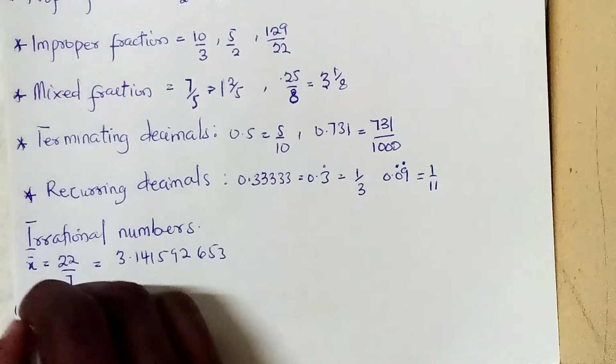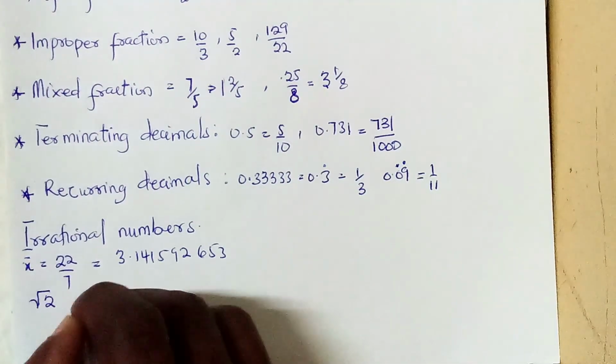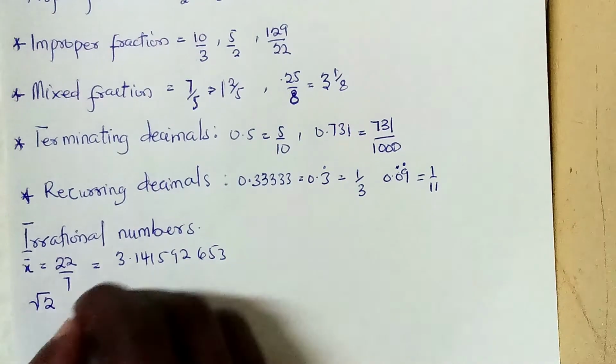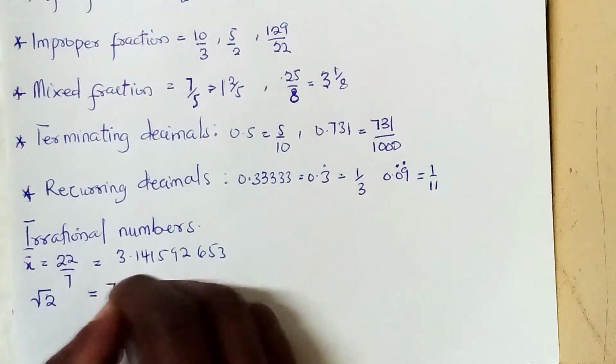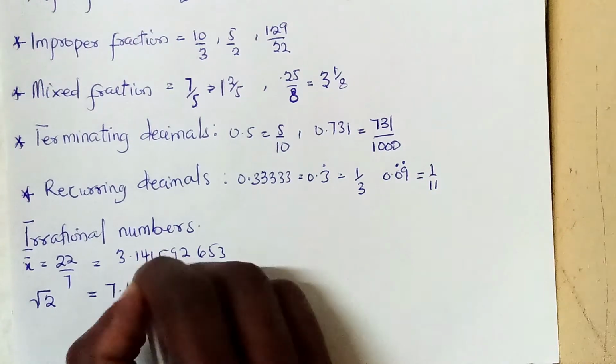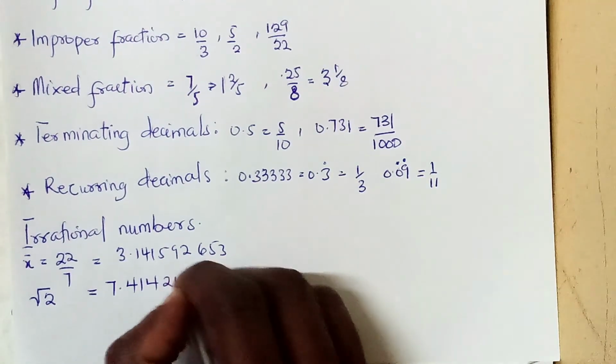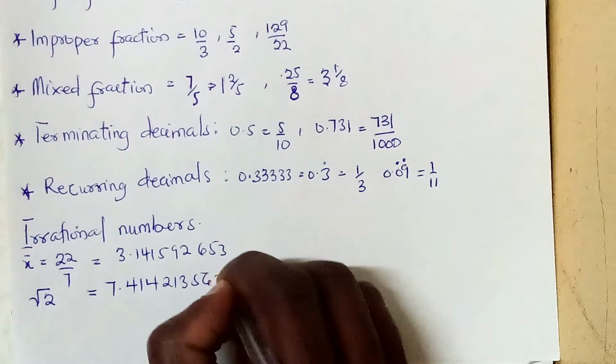We also have root 2, which is also an irrational number because when you calculate it, it doesn't have an end. So we have something like 1.414213562, and it goes on.